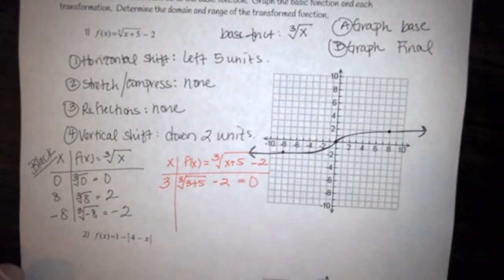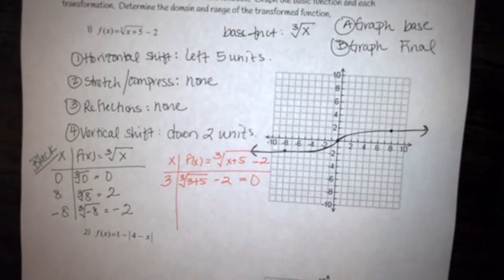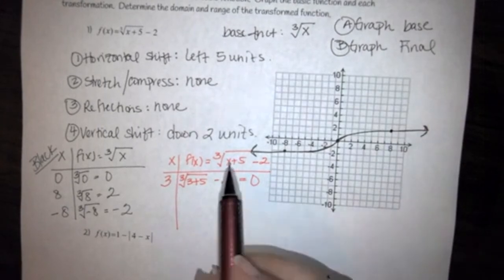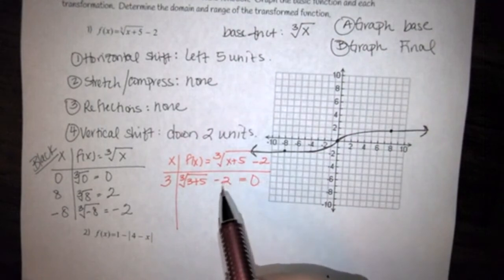Now I need to look at another value. So again, I want to look at, what do I know that I can take the cubed root of? Well, I know that I can take the cubed root of 0. So what plus 5 gives me 0?